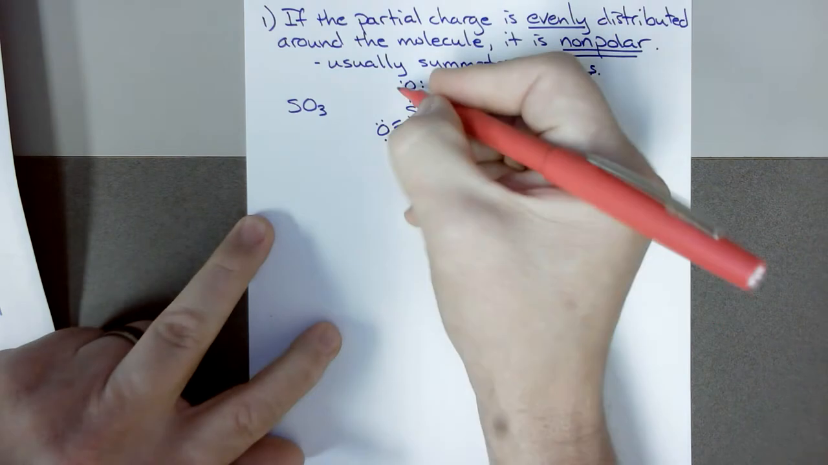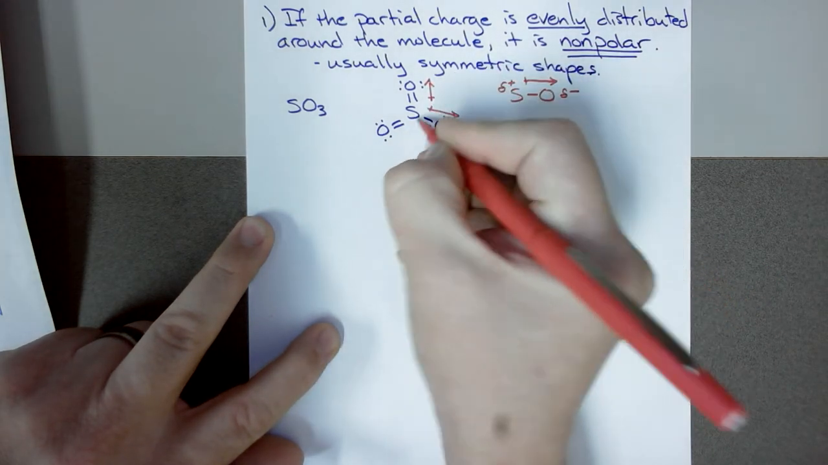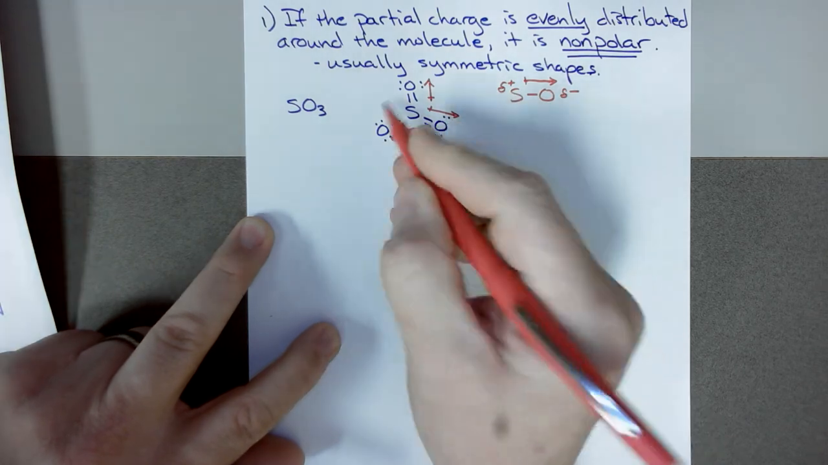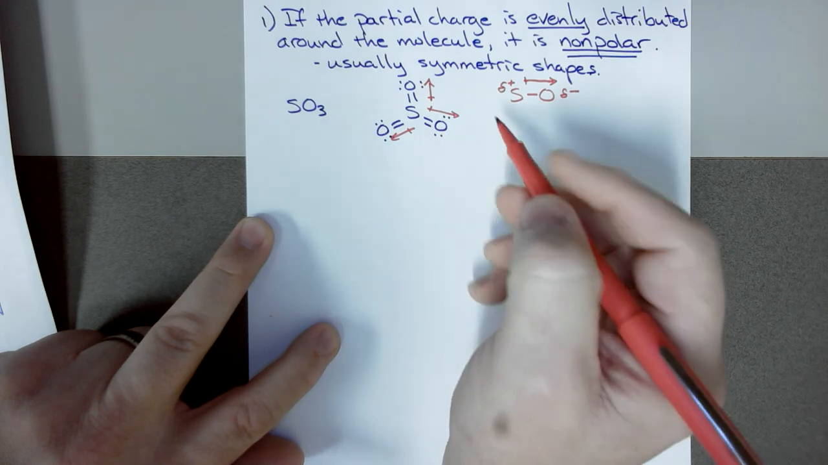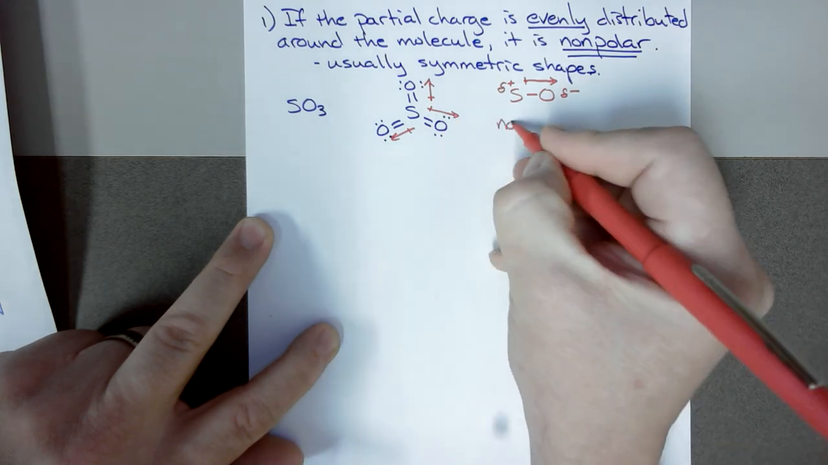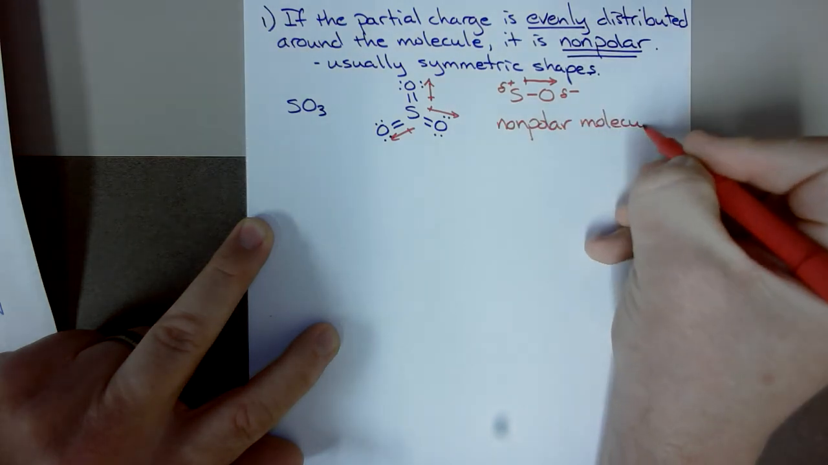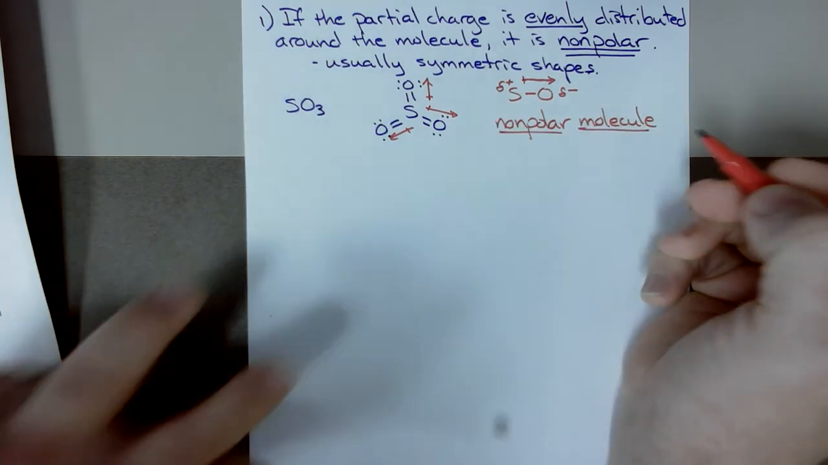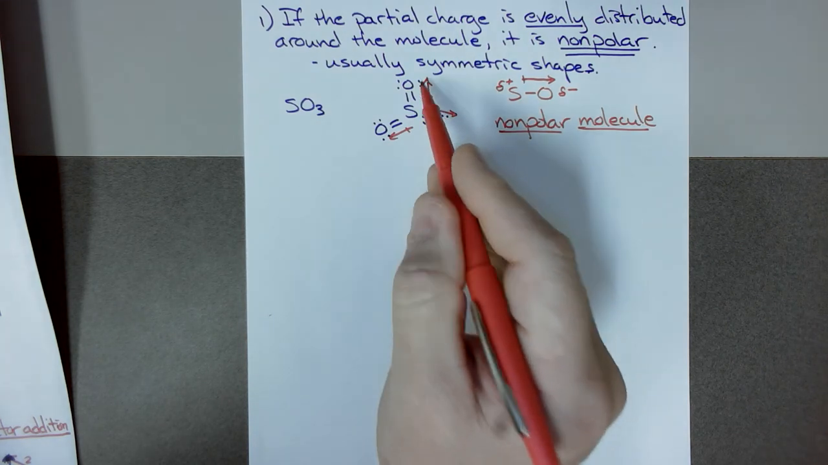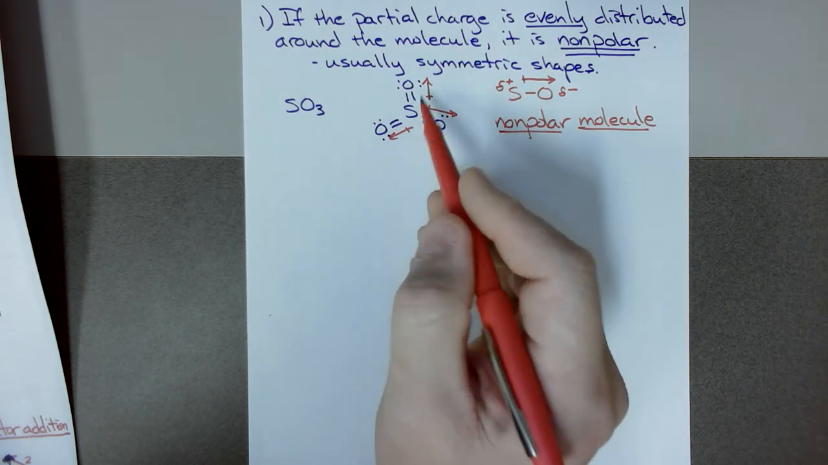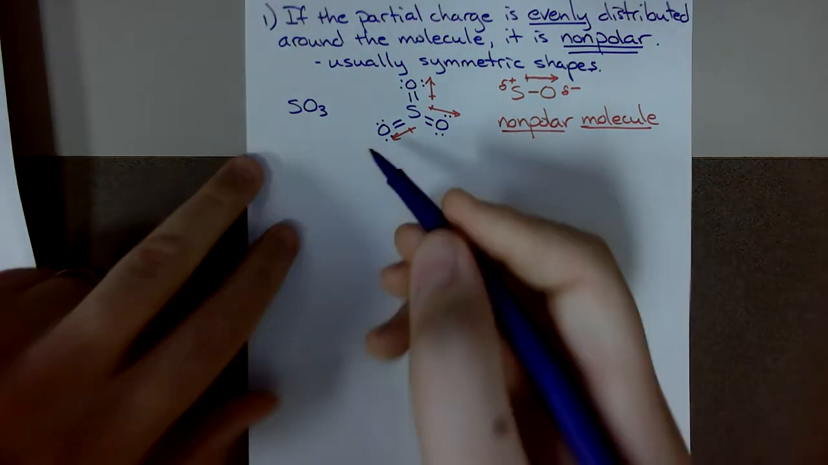If I drew the dipole for each of these, because it's symmetrical, 120 degrees apart, each one of these dipoles cancels out the others, and so this would be a non-polar molecule, even though it does have polar bonds in it, because this is symmetrical and these are headed in directions 120 degrees away from each other, and so they cancel each other out. And so we know that this is a symmetric molecule.